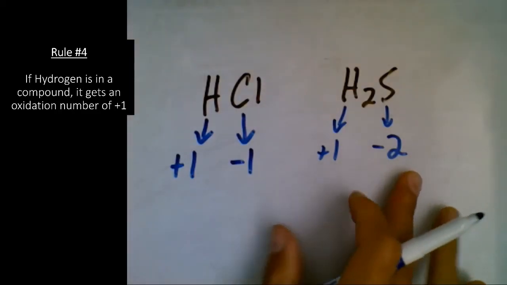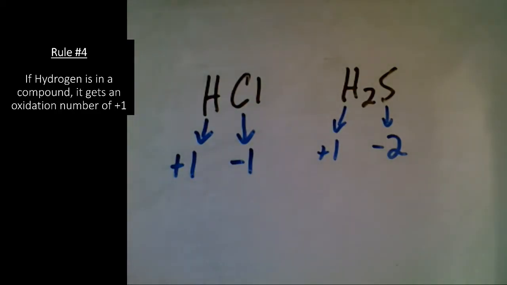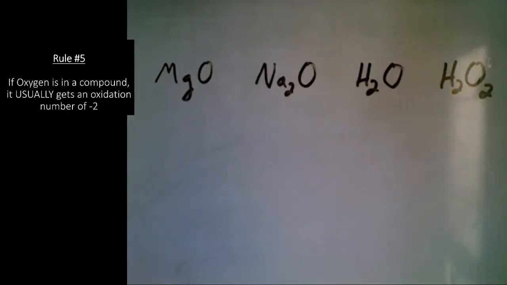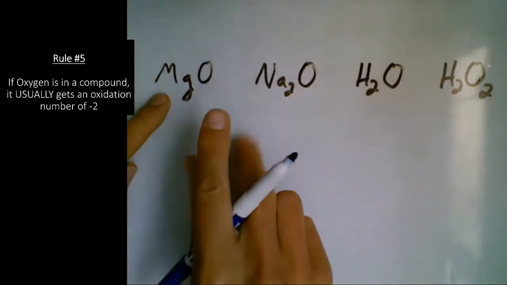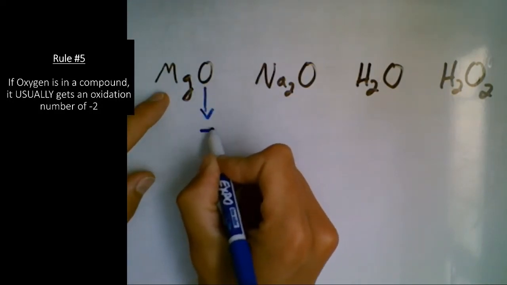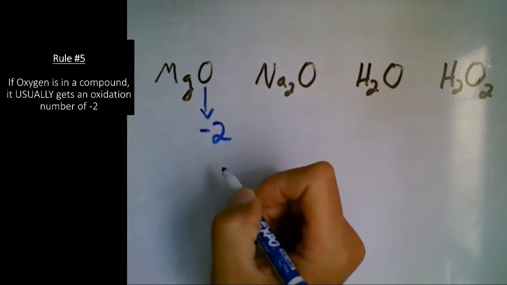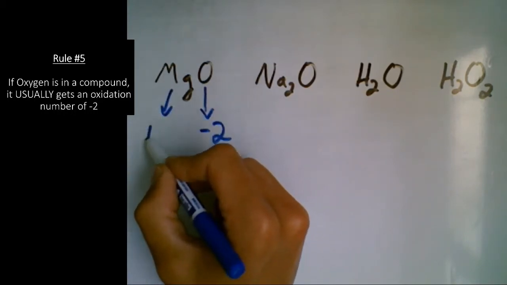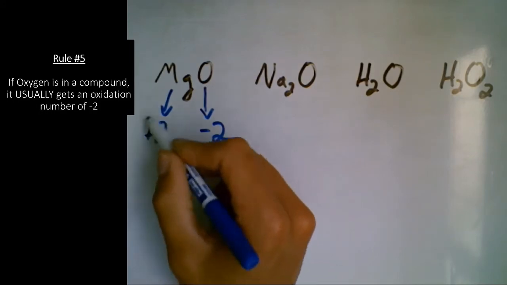So that is our next rule. Rule number 4, if hydrogen is in a compound, it gets an oxidation number of +1. Rule number 5, if oxygen is in a compound, it usually gets an oxidation number of -2. So to work through this, I wanted to show you some examples so we could figure this out. I think you could solve this one in 2 ways. Number 1, you could recognize that oxygen has to have an oxidation number of -2. And if it gained 2 electrons, it had to gain them from magnesium, and so magnesium gets an oxidation number of +2.